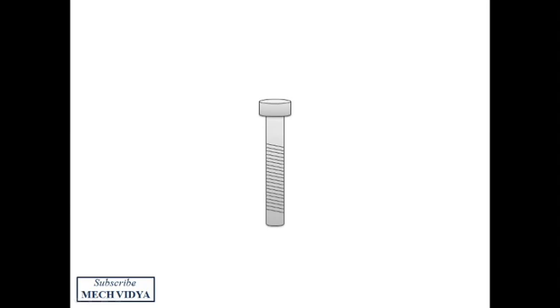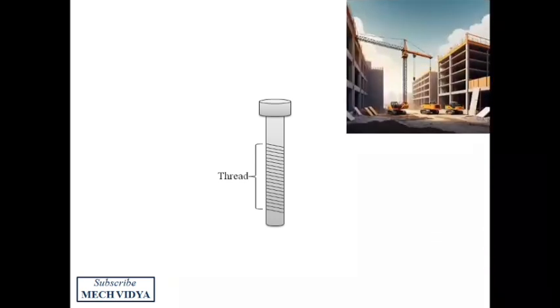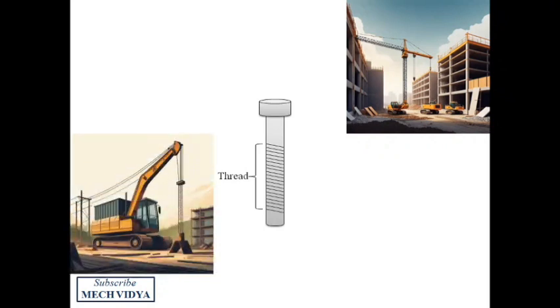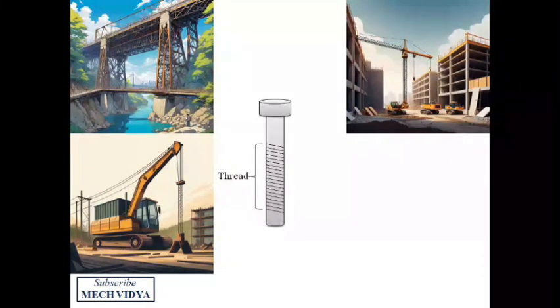This is a bolt, and this is the thread of this bolt. Now, do you know how important these threads are? Starting from construction, engineering, manufacturing, and literally any industries, these bolts are used to fasten or screw many important equipments. And without these bolts, our bridges, buildings, structures, machines, everything will fail.